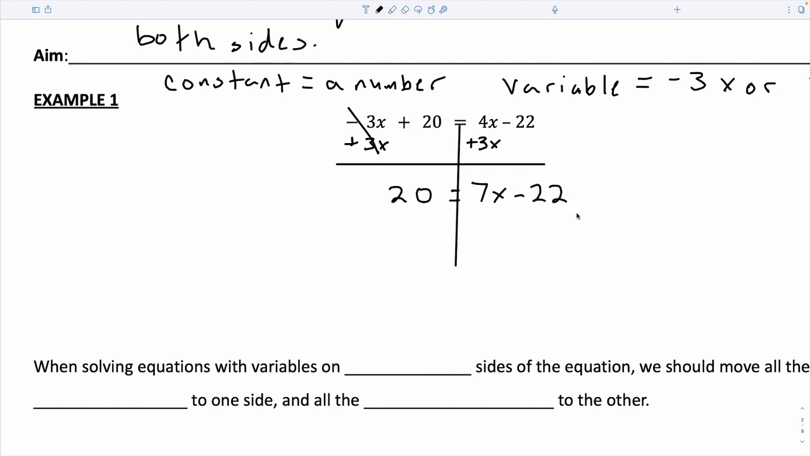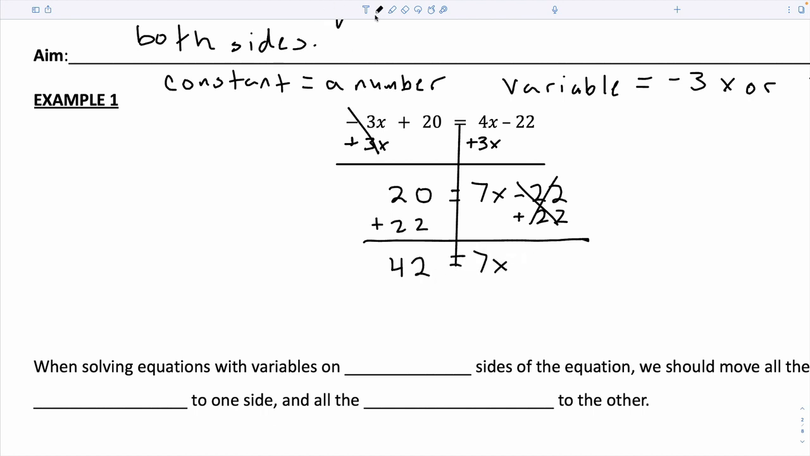But the bad guy 22, the constant, is still not happy. He's like, I want out of this land. Help me go find my other constants. Let's go ahead and move him over. The goal is to get the constants on one side and the variable on the other. When you move the 22, watch what happens.